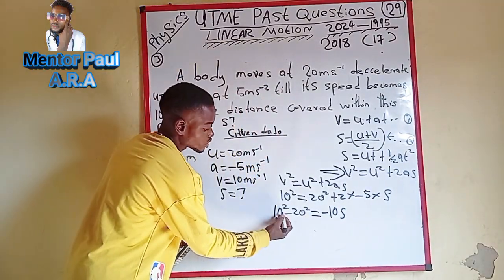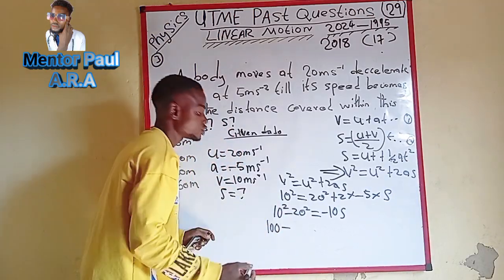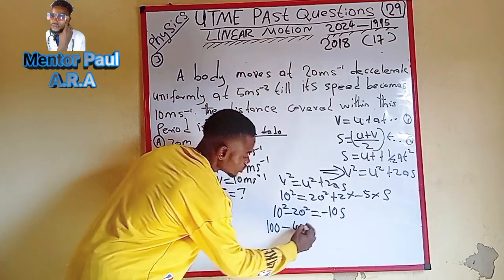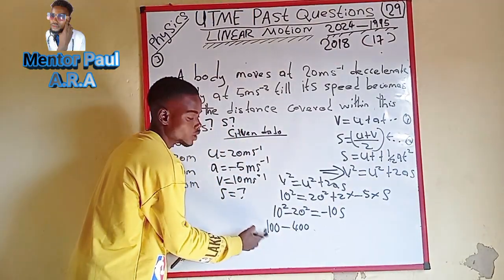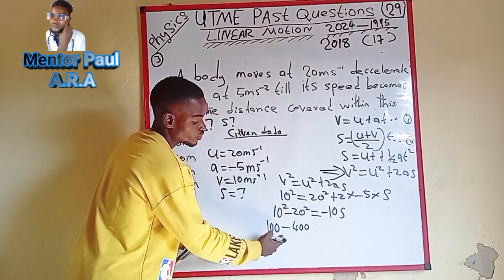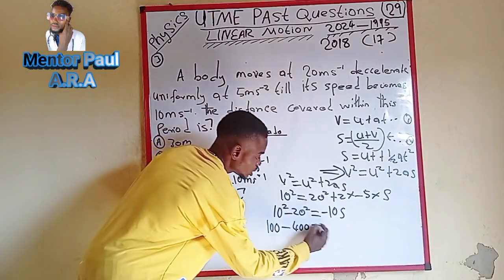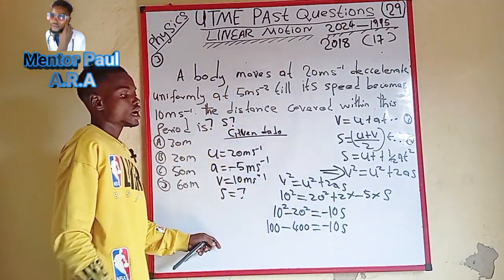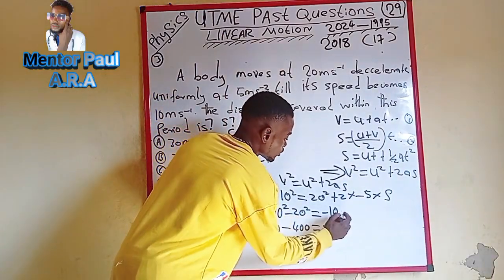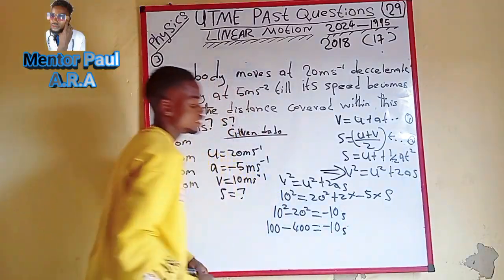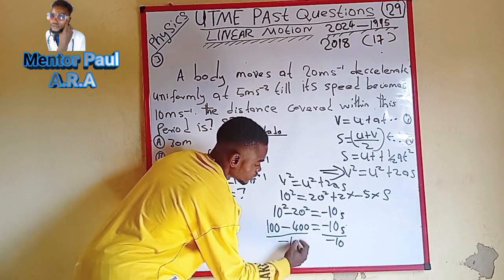So here, 10 raised to the power 2 is going to give me 100, whereas 20 raised to the power 2 is going to give me 400. To do this, you say 1 raised to the power 2 is 1 times 1, and then 0 up to 2 places. Now 2 raised to the power 2 is 4, and then 0 up to 2 places, equals minus 10s. Now I'm looking for s, which is the distance, and not minus 10. Remind you, this is not 5, this is s. So I'm going to divide both sides by minus 10.